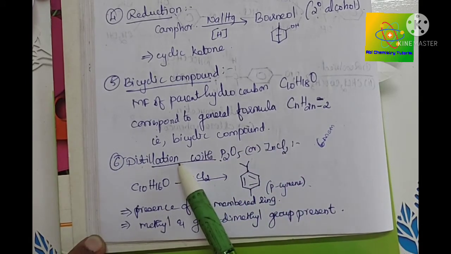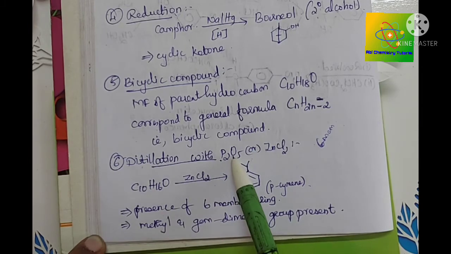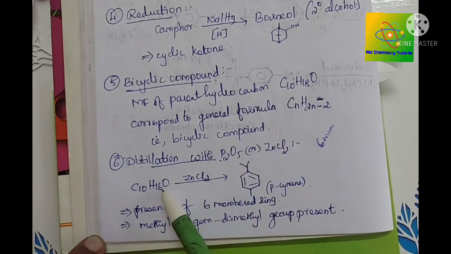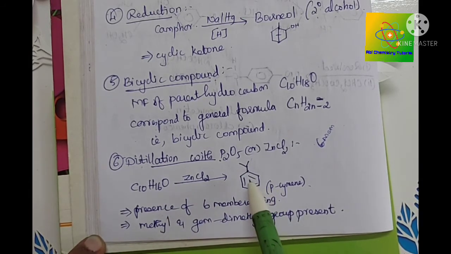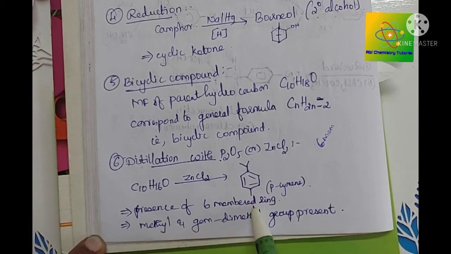The next reaction is distillation with P2O5 or zinc chloride. On distillation of camphor with zinc chloride, we get para-cymene. Para-cymene has a 6-membered ring, so we conclude that camphor is also a 6-membered ring. It also has a methyl and a gem-dimethyl group, so we conclude that camphor will also have a methyl and gem-dimethyl group in its structure.